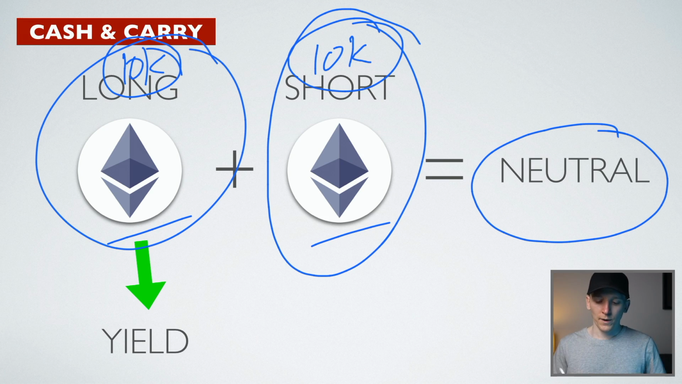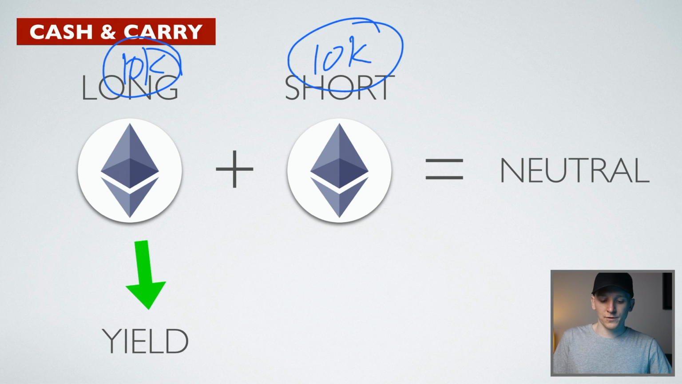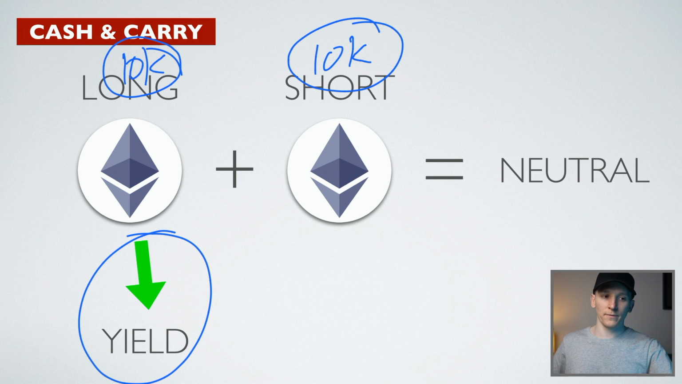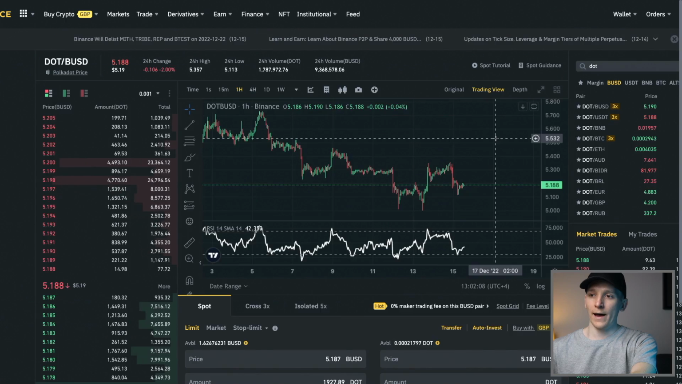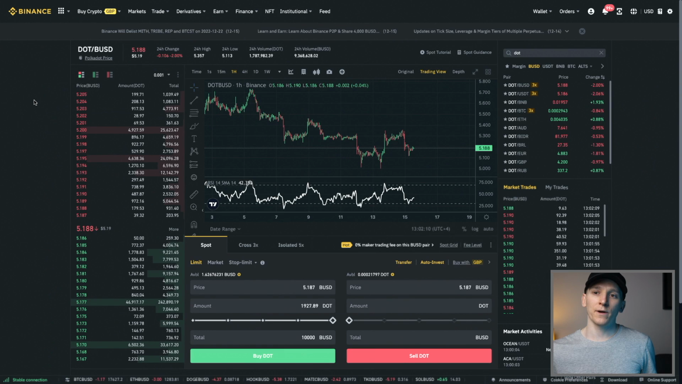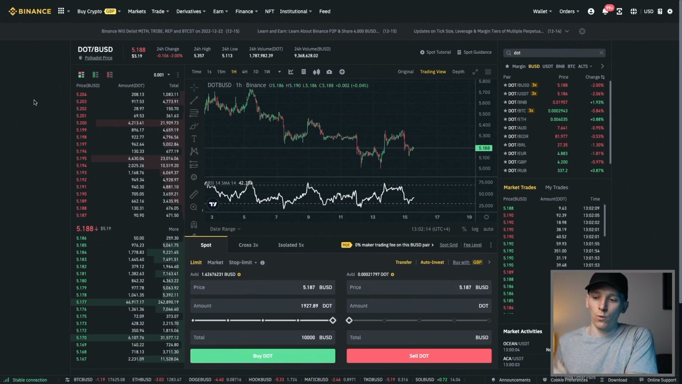Now comes the yield part of this strategy, and it works with staking coins or other coins that are paying a yield, right? We now have a neutral position overall, but we have this long position right here. So what we want to do now is try and actually earn that yield and then actually make our yield from this transaction. So what we do is we go over to our spot position and we're going to have to withdraw this crypto that we have into our wallet.